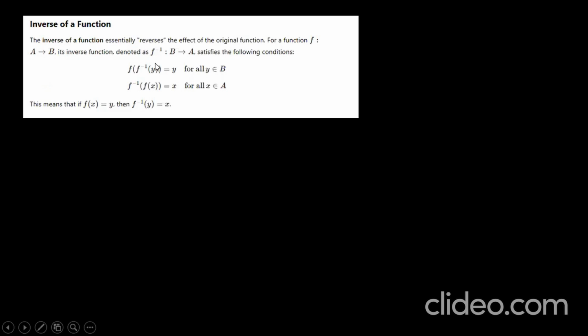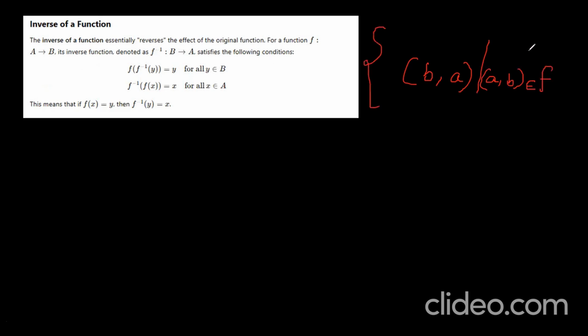Next, inverse of a function. If F maps A into B is a function, then you just have to reverse the ordered pair. B comma A you have to take. Generally A comma B you are taking, A comma B belongs to F. If you take this as an ordered pair, it is called the inverse of F. It is denoted by F inverse.